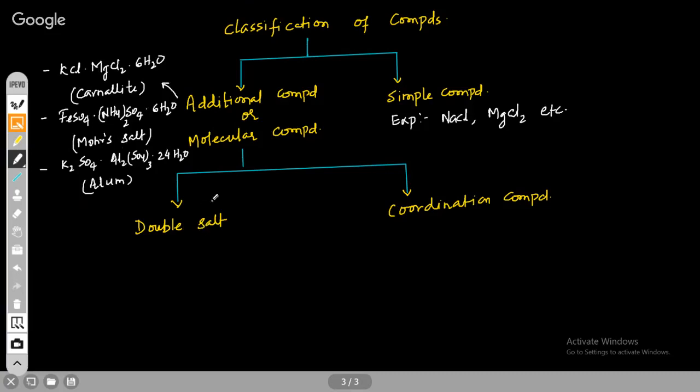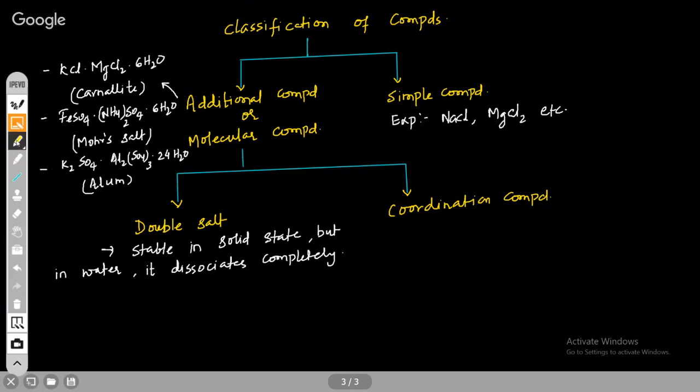Now, additional compounds, like I said, are classified into two categories: double salt and coordination compound. Double salts are what? Just write down point-wise. These are the compounds which are stable in solid state, but in water, they dissociate completely.